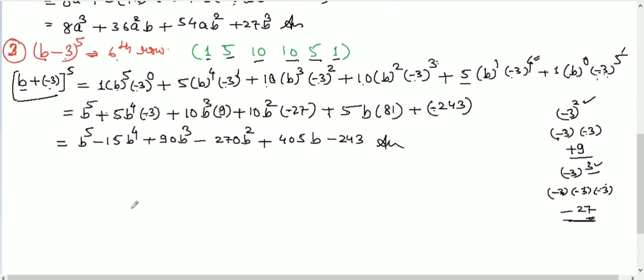So this way we will use Pascal's triangle to expand binomial expressions.